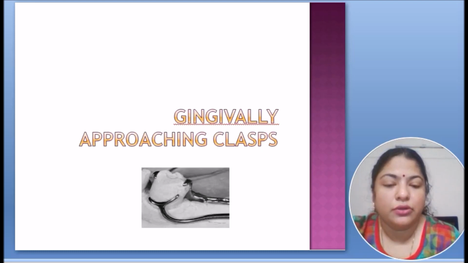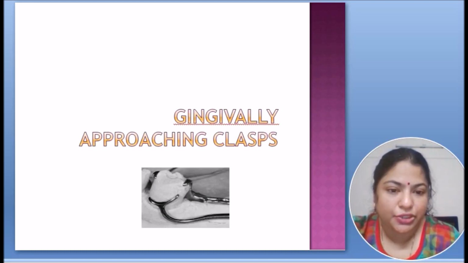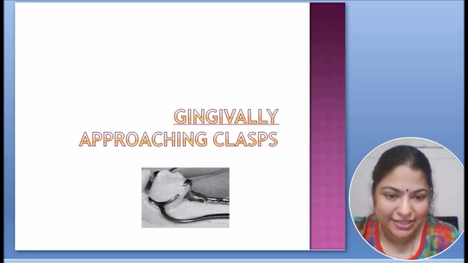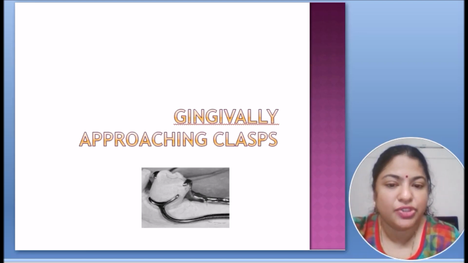Now coming to the second broad classification, the gingivally approaching clasp. What we had seen till now is the occlusally approaching clasp. Occlusally approaching means all the clasps that approach from the occlusal surface towards the gingival surface. Now here comes the gingivally approaching clasps.